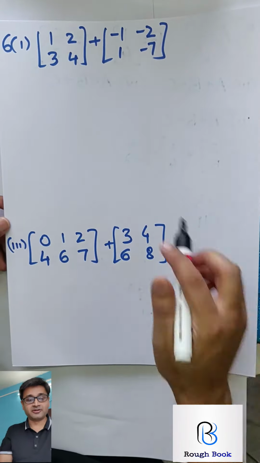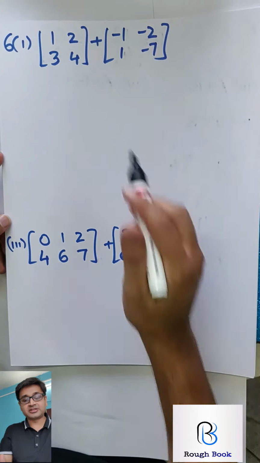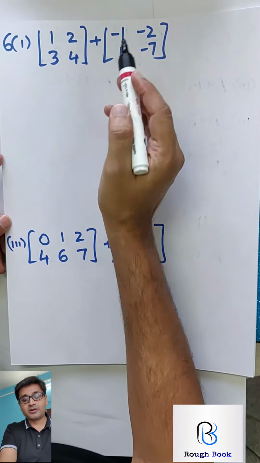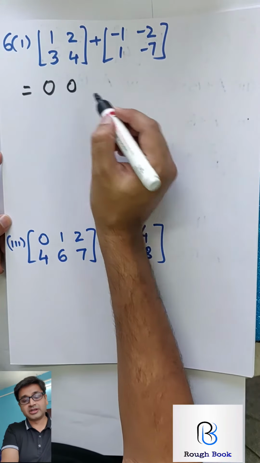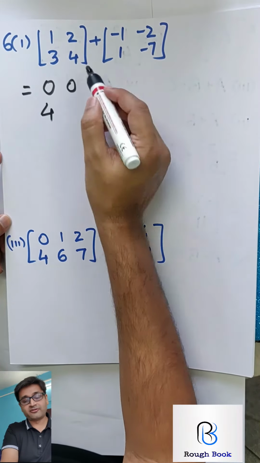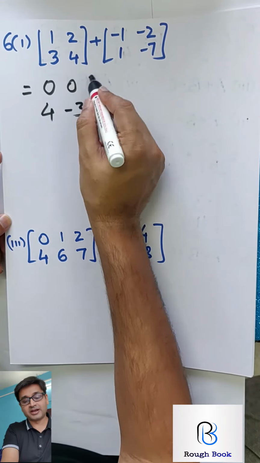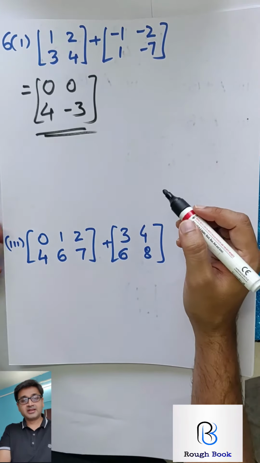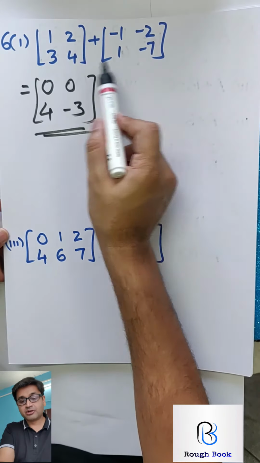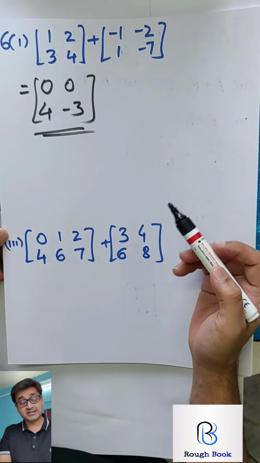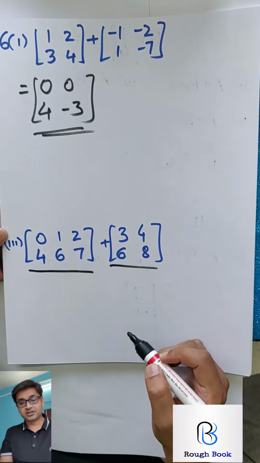6 part 1. Come on, everyone. So just add the first element with the first element. 1 minus 1. So that becomes 0. 2 minus 2. Again 0. 3 plus 1, 4. 4 plus minus 7, minus 3. That's it. They said add if possible in this particular case. So it was possible because the orders are same. In this case is addition possible?